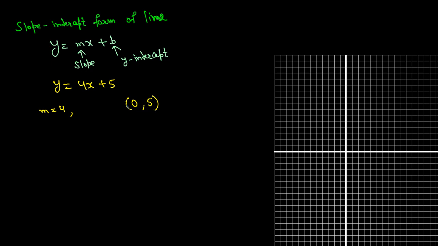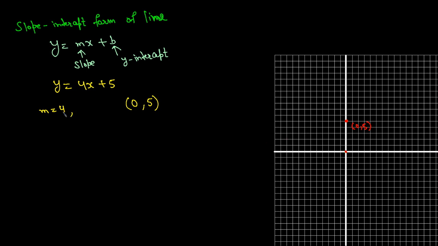So the first step is to find your y-intercept point on the coordinate system. So x is 0, y is 5. This point again is 0, 0. X is 0, so we are here. Y is 5, so 1, 2, 3, 4, 5. So this point here is 0 and 5.